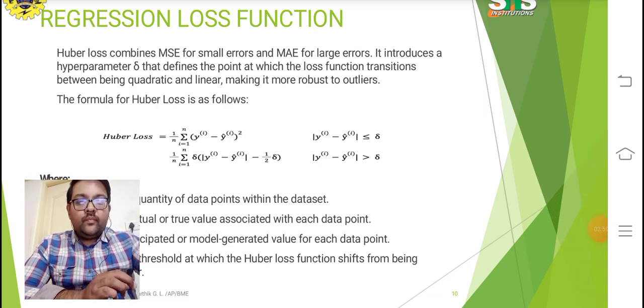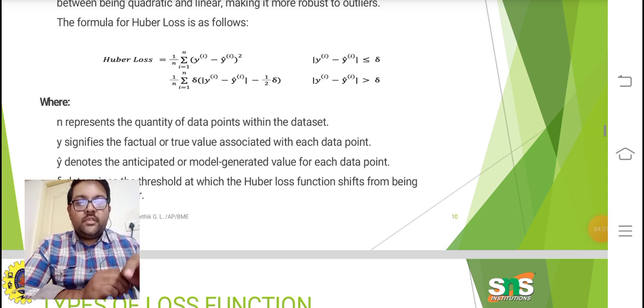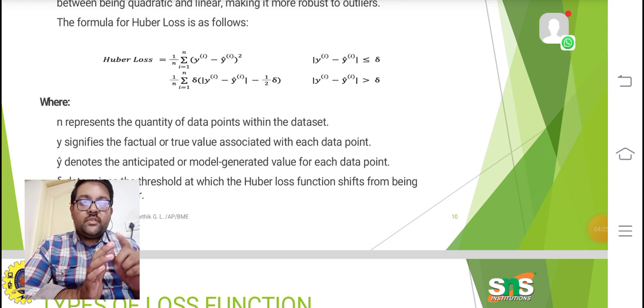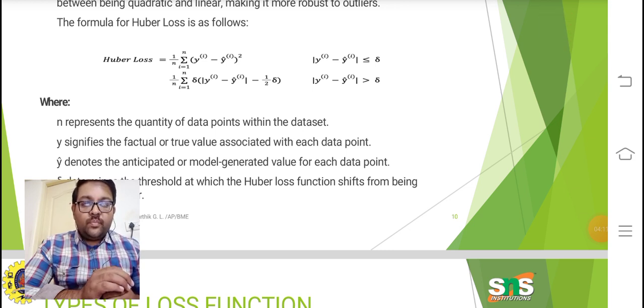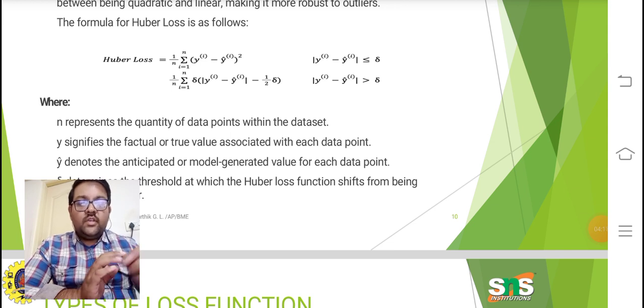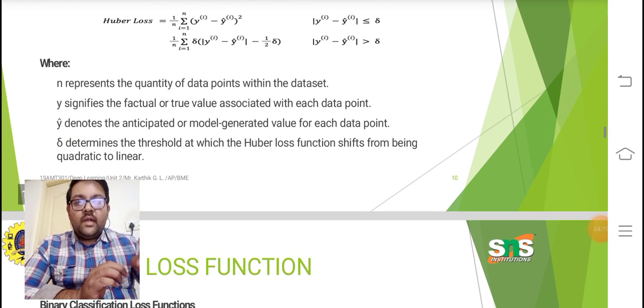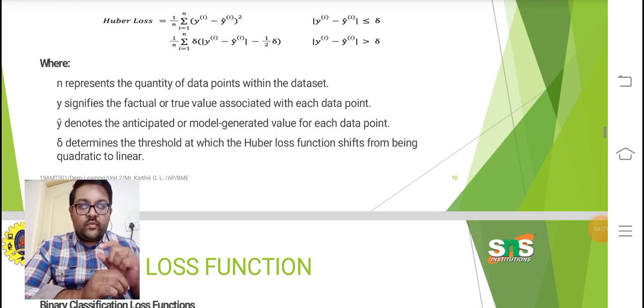Here n represents the quantity of data points within the given data set, y represents the actual or factual value associated with each data point, ŷ denotes the anticipated or model-generated value for each data point, and delta determines the threshold at which the Huber loss function shifts from being quadratic to linear.